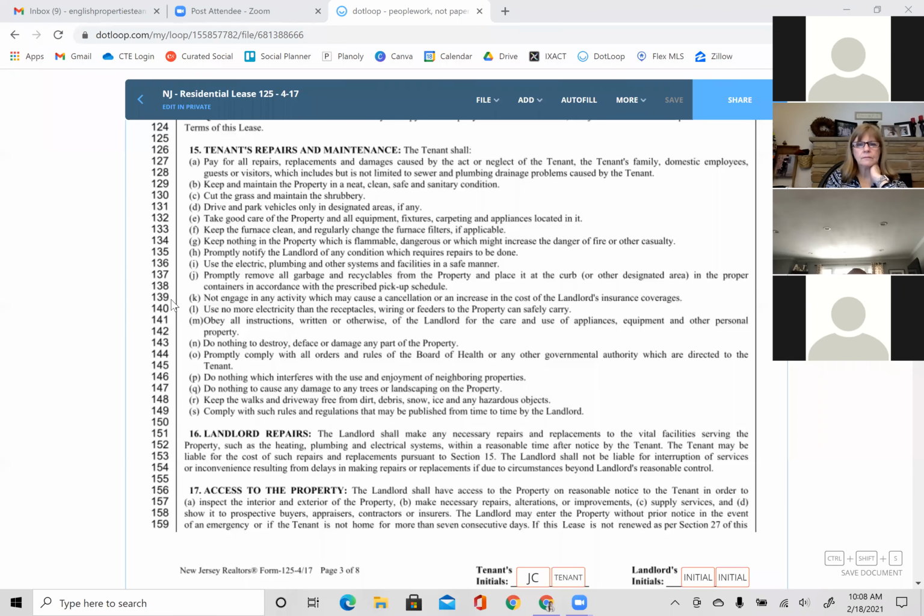One of the things on here it says is they shouldn't be engaging in any activity that could cause the landlord to lose their insurance coverages. Most tenants aren't really going to do anything like that, but make sure that they're not doing anything that would essentially be illegal for like a homeowner's insurance policy.